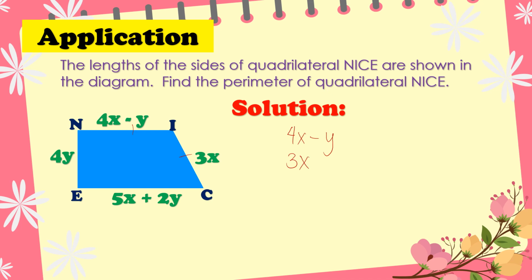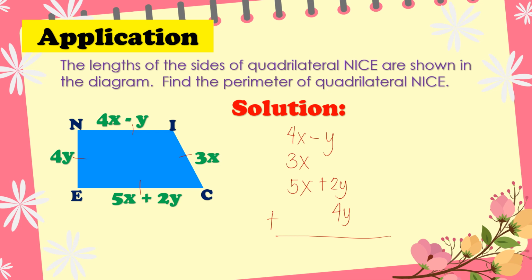Itapat natin dun kay x. Yung side na EC is isulat na natin. So, tapat natin dun sa may x yung 5x. And then, 2y dito sa tapat ng y. And then, the last is NE. So, tapat natin siya dun sa may mga y. Ilagay natin si 4y. Tapos, i-add na natin sila together.